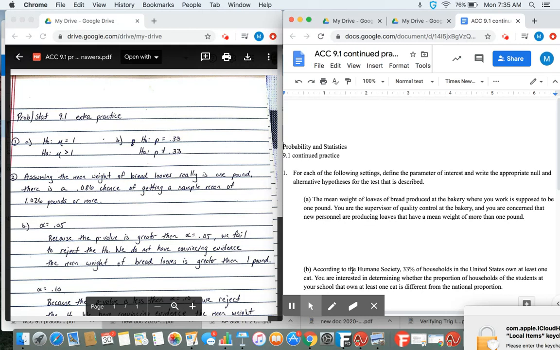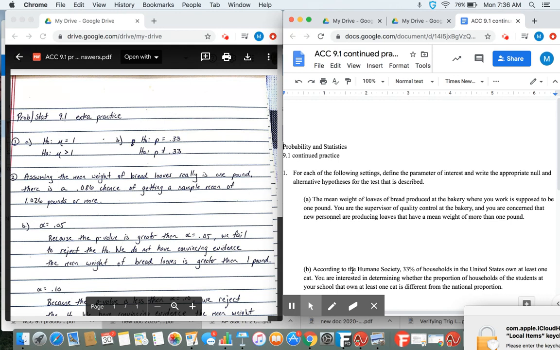So it says the mean weight of the bread loaves is equal to 1 pound. It's supposed to be 1 pound. So that's our H0. Then we have a suspicion or a concern that new personnel are making loaves of bread that are more than one weight or more than 1 pound. So the HA would be mu greater than 1.